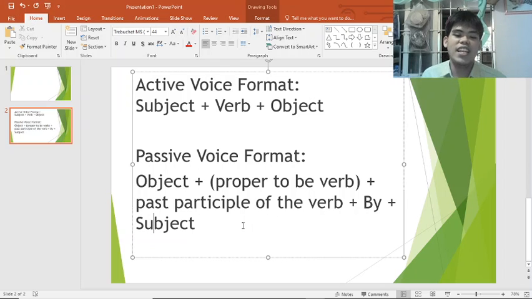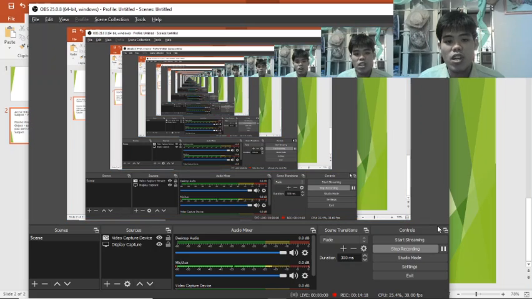Okay, so that's basically the active and passive voice. I hope you understand. If you have any questions, feel free to ask me. So that is all for our lesson, active and passive voice.